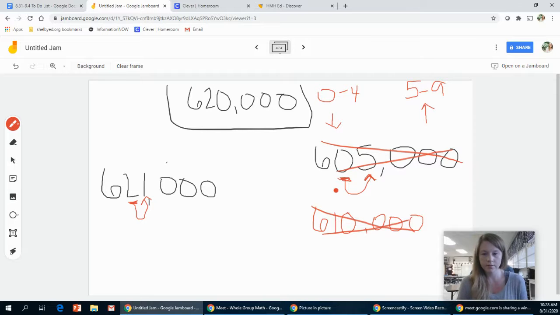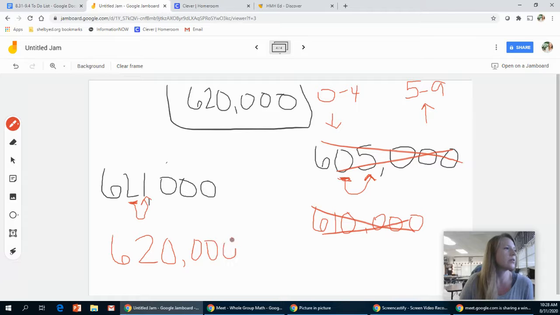I'm going down. Good, I'm going down. Remember, when we say down, it stays the same. Everything after that place turns into a 0. So does 621,000 round to 620,000?